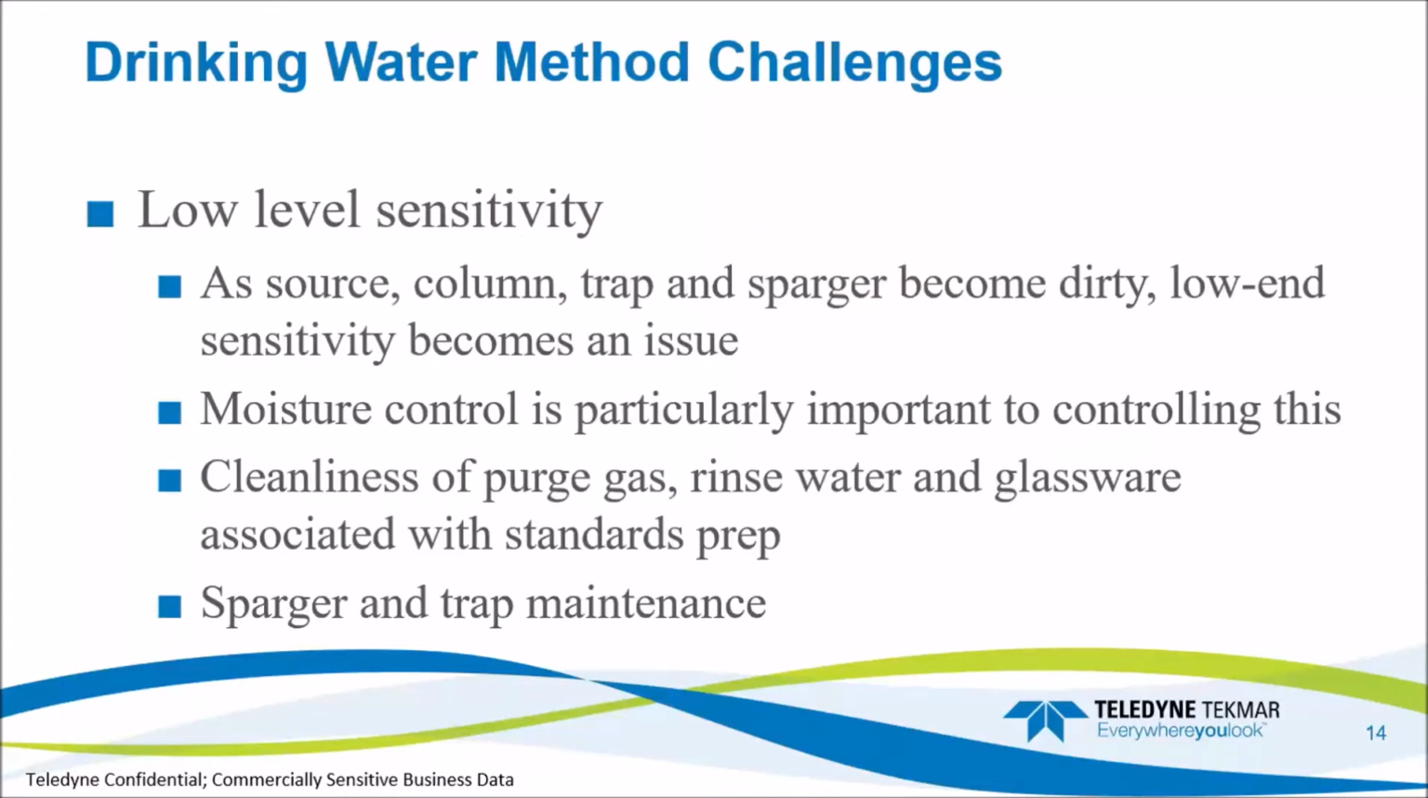With drinking water methods, low-level sensitivity is the primary challenge. So routine maintenance, like making sure the trap is clean and replaced on a regular basis, making sure that the sparger is clean, and replacing the rinse water regularly to prevent any buildup of those volatiles that could be in the lab air. All of these things can keep the sensitivity nice and low and your MDLs low.